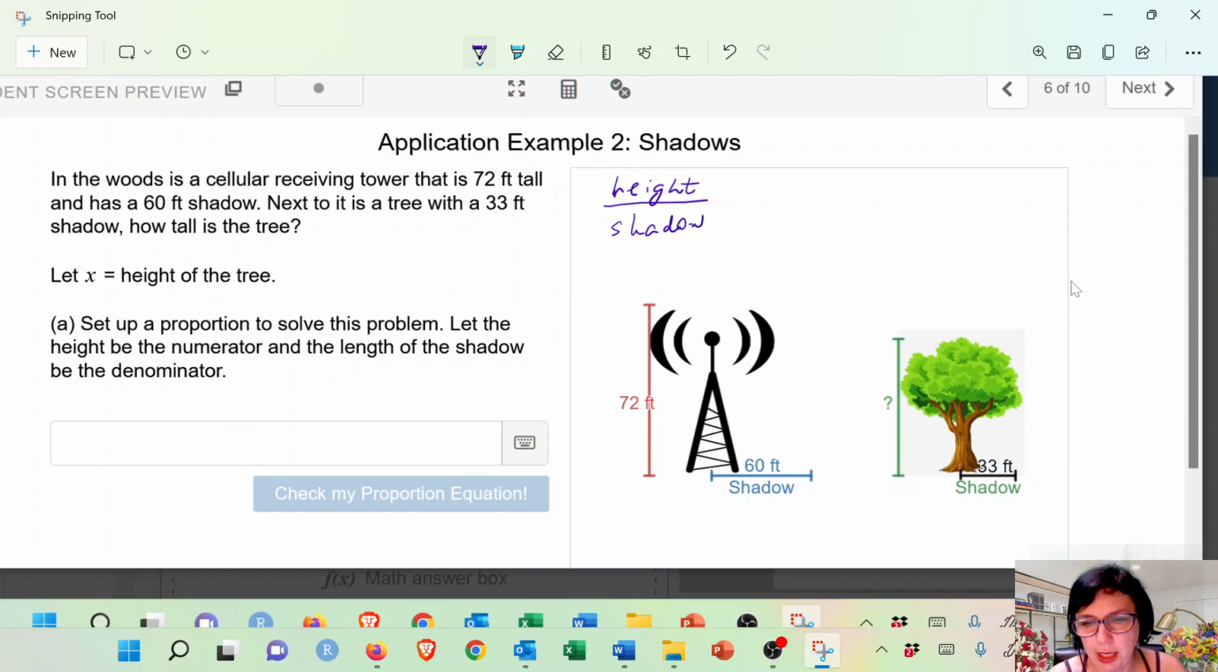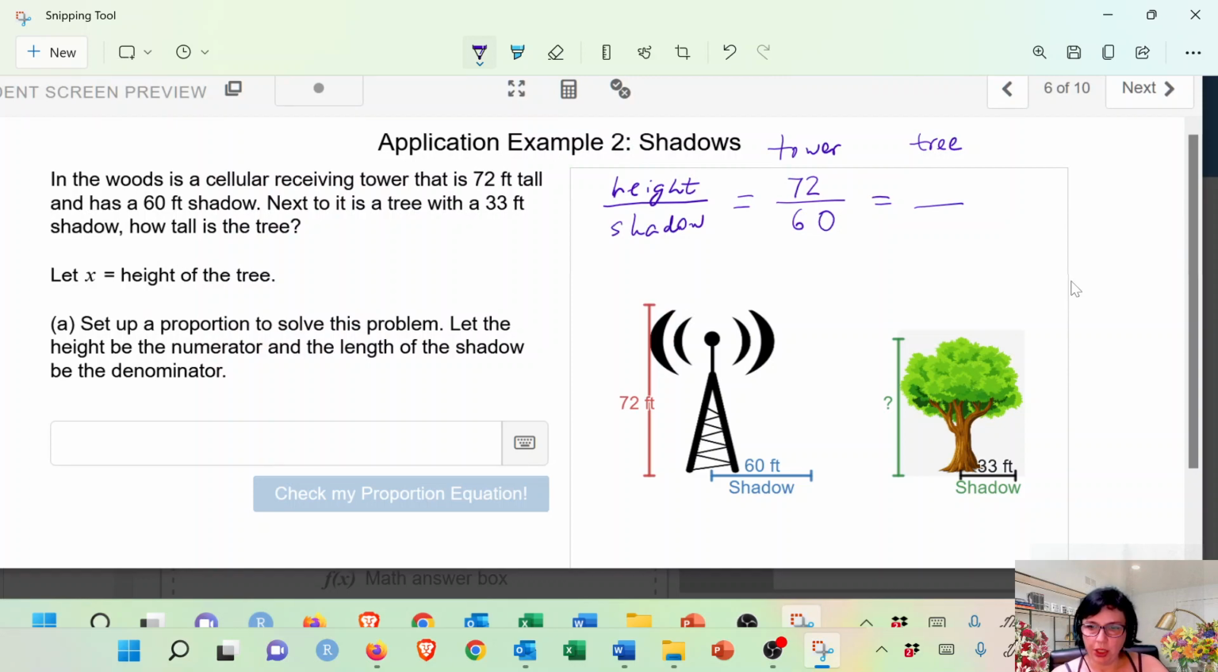Okay, so let's take the tower. The height of the tower should be on the top, so that's where you put 72. The shadow should be on the bottom, so the shadow for the tower is 60. So what we just did is this is the tower. Now we want to make this equal the same exact thing for the tree. So let's just figure out what's what here.